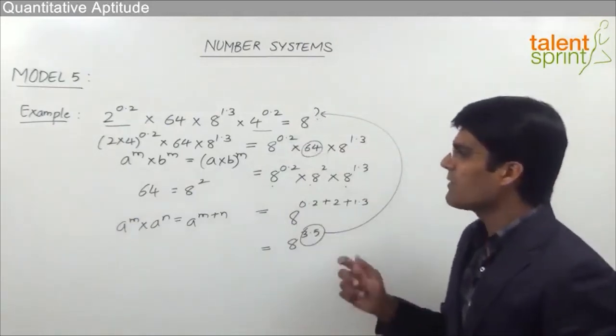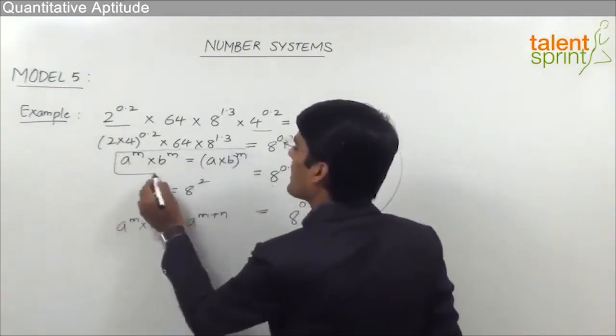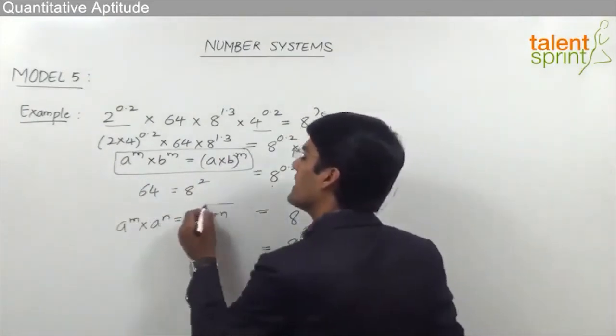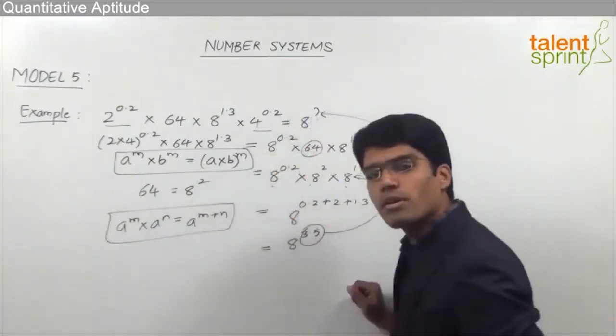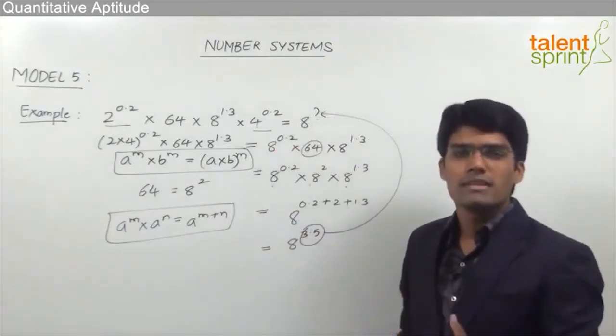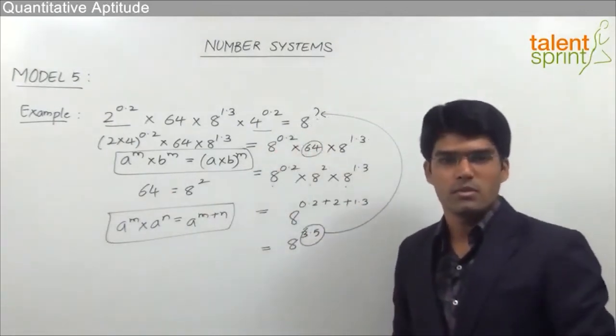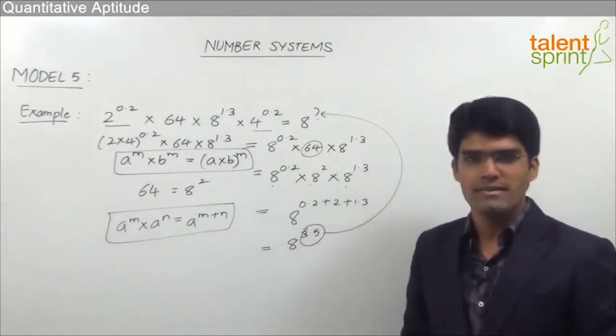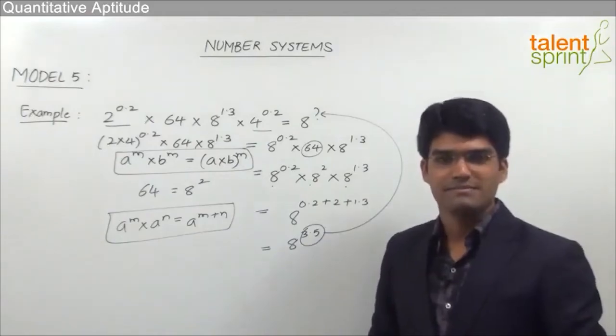So this is how, with the help of various rules, that is a power m into b power m equals a into b whole power m, and a power m into a power n equals a power m plus n, we can solve this question. Similarly, other rules can be required depending on the question given to us. So we should be properly able to use the various rules or laws of indices to solve such questions.